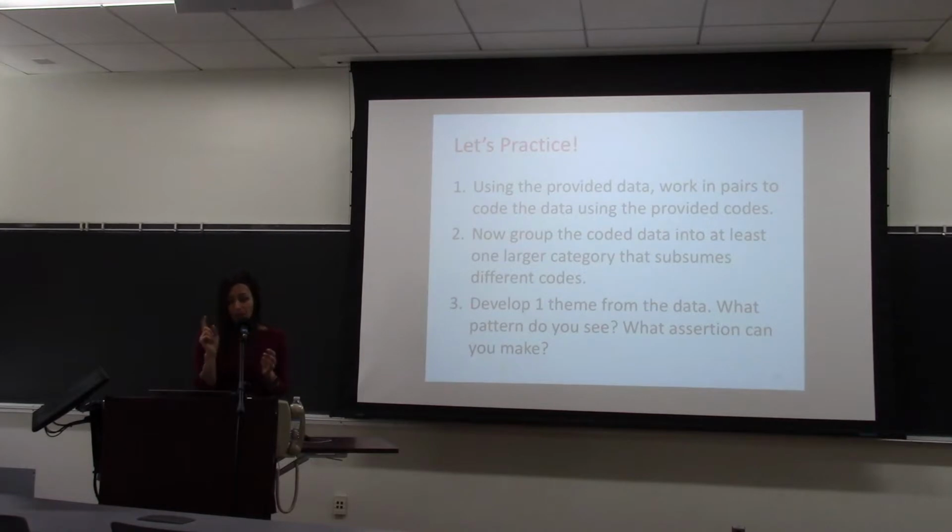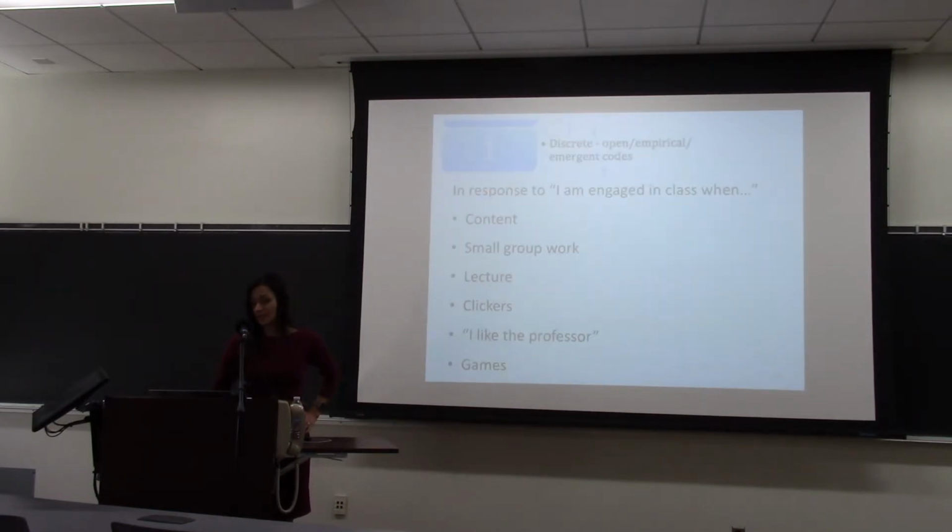And then what I want you to do is, as a pair, group the coded data into at least one larger category that subsumes the other codes, and then see if you can come up with a theme. So this is going to go back to your question about where do we go from categories to themes, how do we do that jump. So categorize the codes, group them together, and then come up with at least one theme. What's the pattern you see? What is an assertion you can make? Okay, so that's your task with that coded data, or with the extracted data. And here are the codes I want to use. So go ahead and work with someone else just to help you.